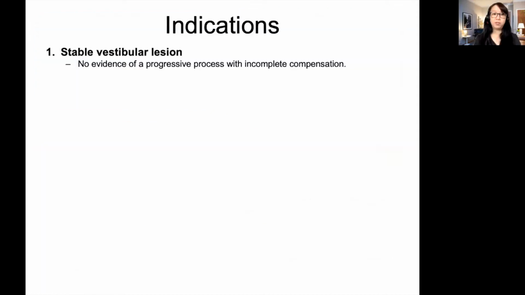So, indications for VRT. We see it's very useful in stable vestibular lesions, meaning there is no evidence of a progressive process, with an incomplete compensation, meaning they have not recovered after the insult. If it's a lesion which is progressing, vestibular rehab will not help, because the condition is still evolving.